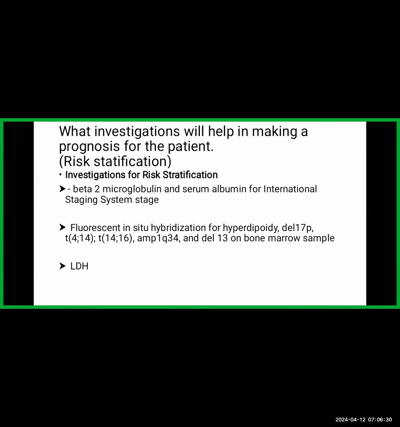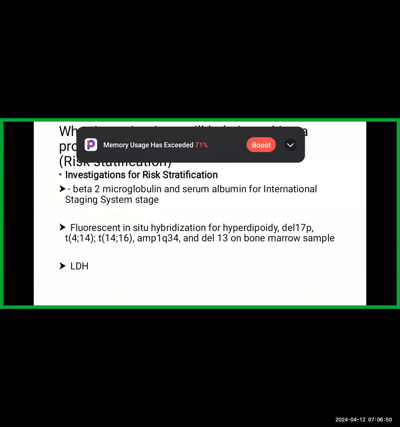Another question says, what investigations will help in making a prognosis for this patient? In prognosticating these cases, we usually investigate for beta-2 microglobulin and serum albumin, which is what is seen in the International Staging System. And then the fluorescent in situ hybridization is also done to check for chromosomal abnormalities. Also want to check the LDH.